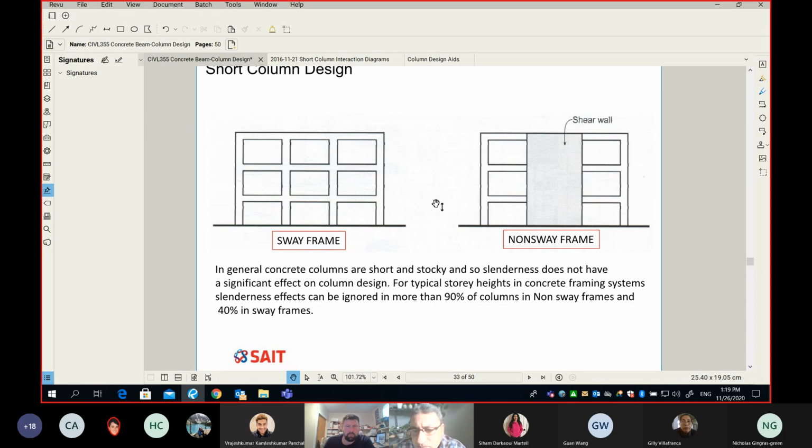Now, we call this kind a non-sway frame. If we add a shear wall, and by the way, a shear wall is equivalent to bracing, whether you place bracing or shear wall, we call both of them non-sway frame. Sometimes, because of the architect, we cannot add those, like shear walls or bracing. So if we cannot add a shear wall or bracing, how can we take care of the lateral loads? Any help?